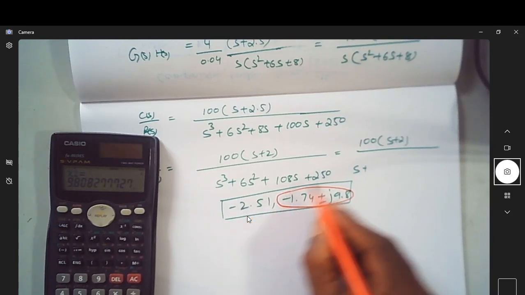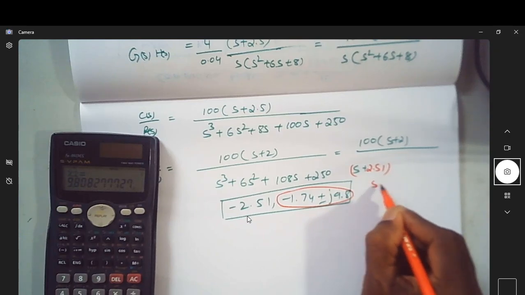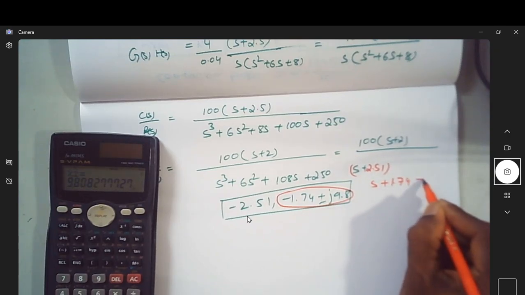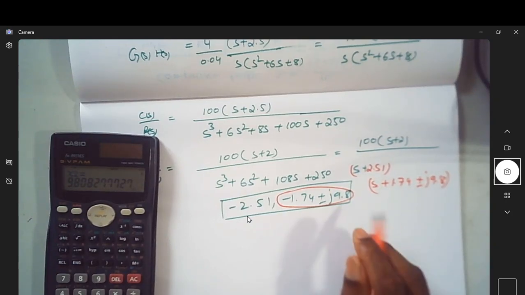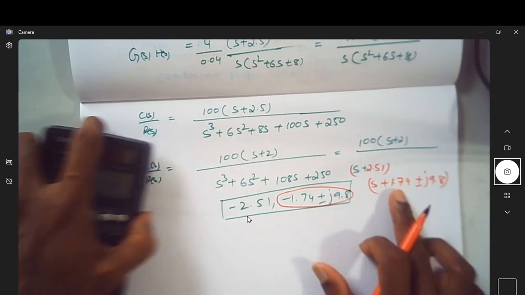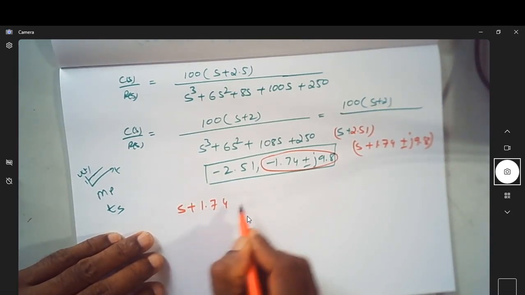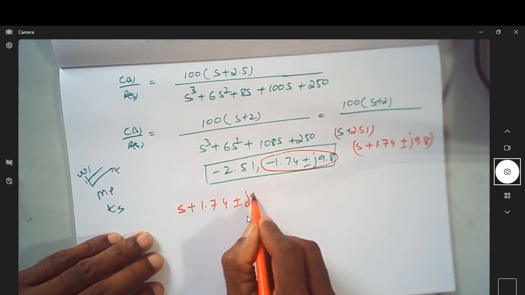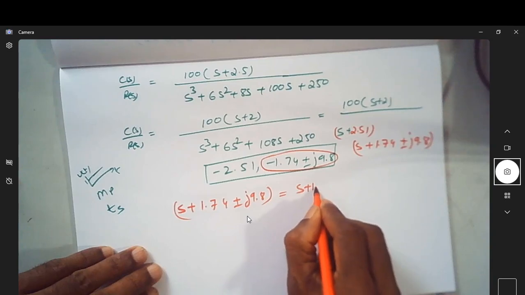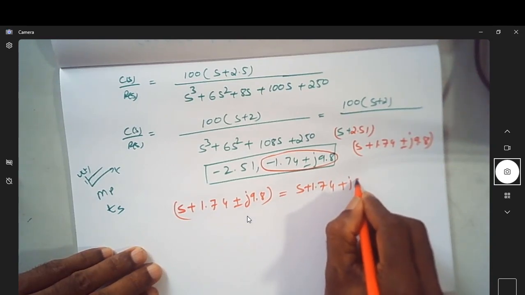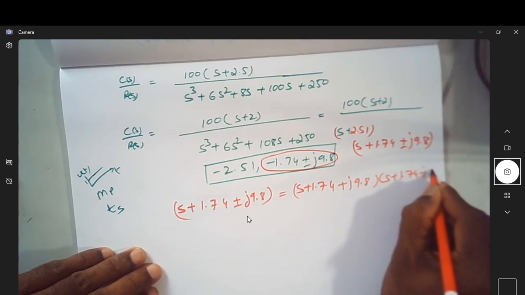So now the roots, I can write it as s plus 5.1 and s plus 1.74 plus or minus j 9.8 as my poles. Out of which this is my dominant poles, so I can take out the dominant poles. It is now s plus 1.74 plus or minus j 9.8. So of course this is nothing but s plus 1.74 plus j 9.8 and s plus 1.74 minus j 9.8.